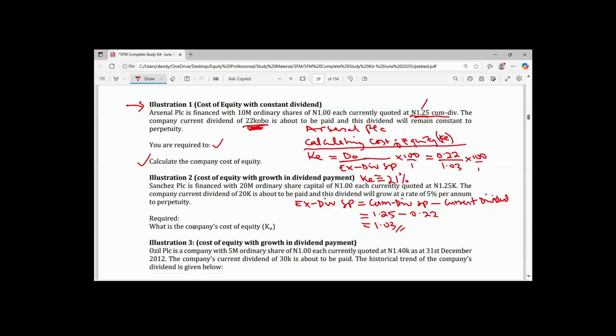This is how to calculate cost of equity where there's no growth. In this particular question, there are two concepts that the examiner wants to test. One is how to calculate cost of equity where there is no growth. Two, how to convert cum div share price to XDIV share price. Those are the two principles the examiner wants to test. So I believe that is clear. Again, if you have any question, always raise your hand. I will attend to you.